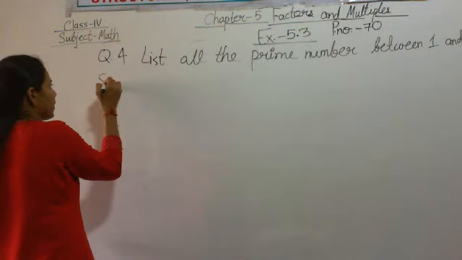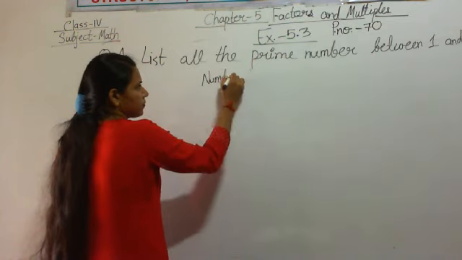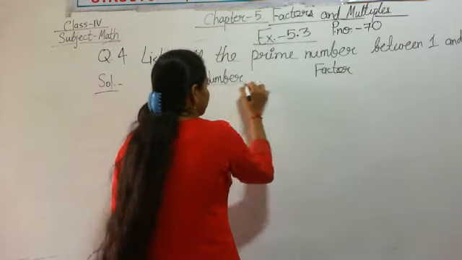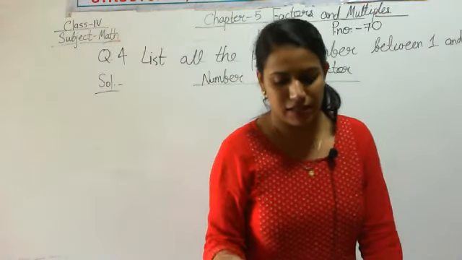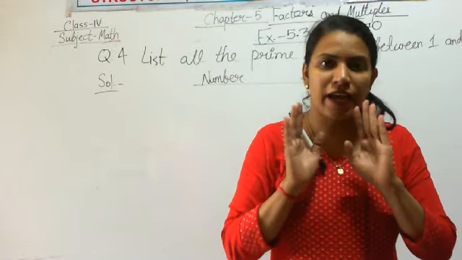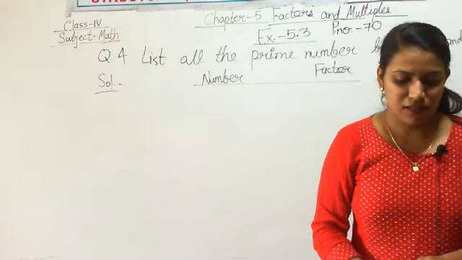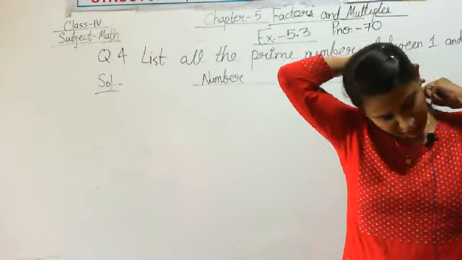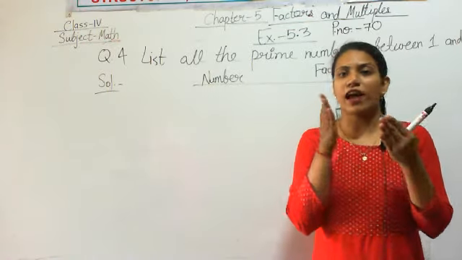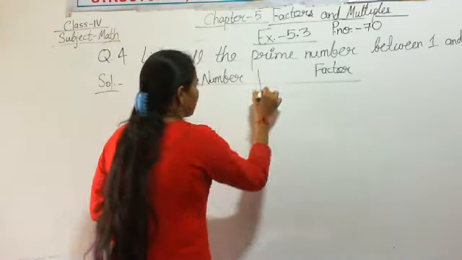So what you will do here, you will write number and factor. Number 1 has only one factor, and remember number 1 is neither composite nor prime. We remember this line, number 1 is neither composite nor prime, or number 1 is neither prime nor composite. So we are starting from the number 2.